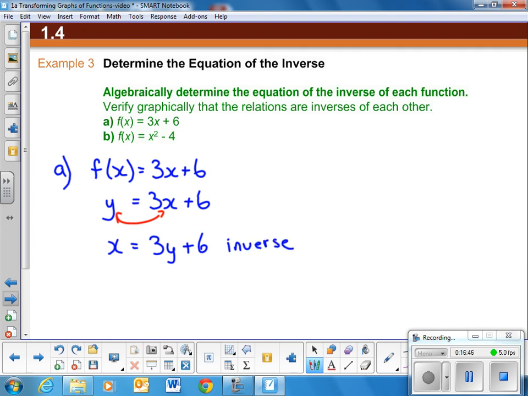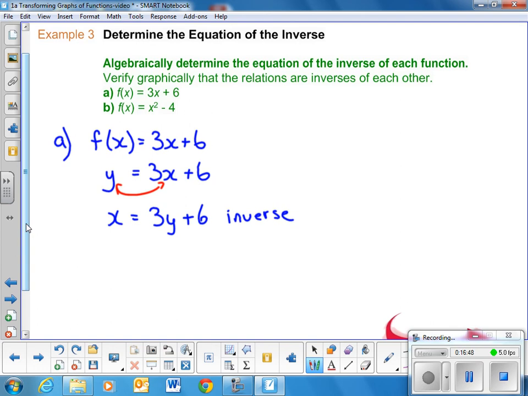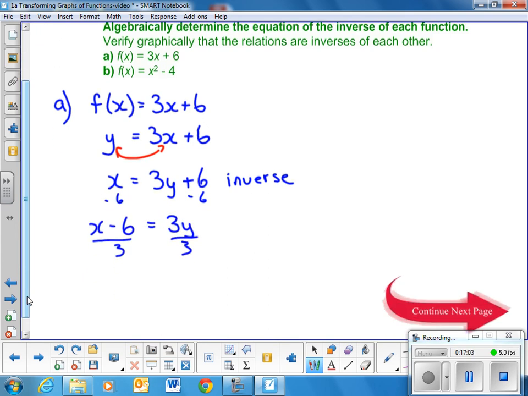Usually we don't leave an equation in the form of x equals, so we're going to do some rearranging to get the y value by itself. So subtract 6 from both sides, gives me x minus 6 equals 3y. Divide both sides by 3, and we end up with our equation being y equals x minus 6 all over 3.